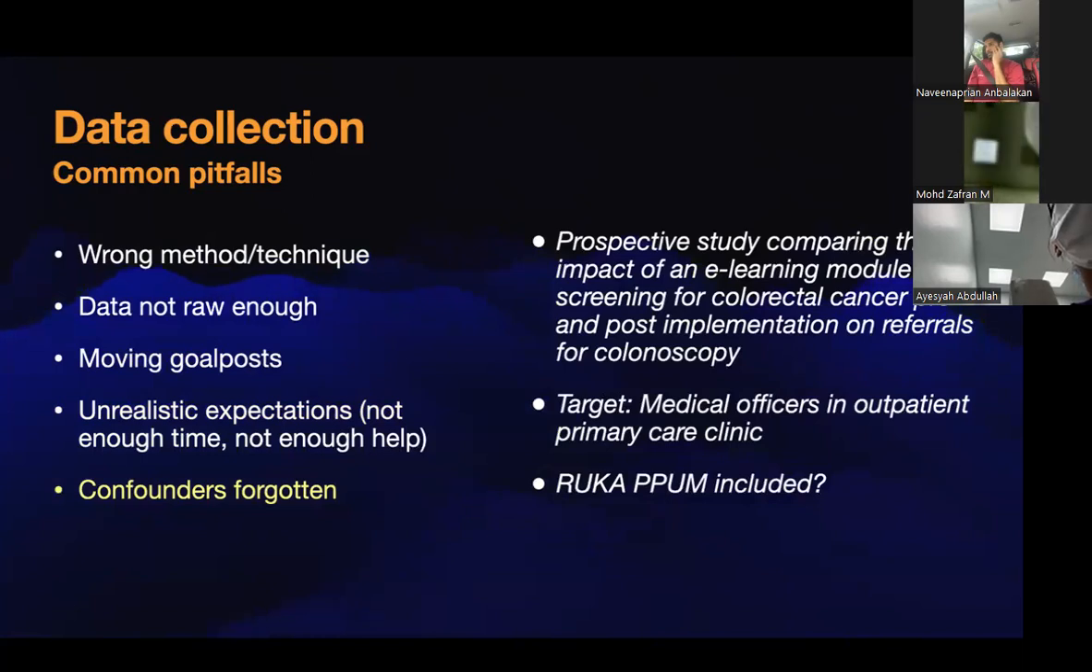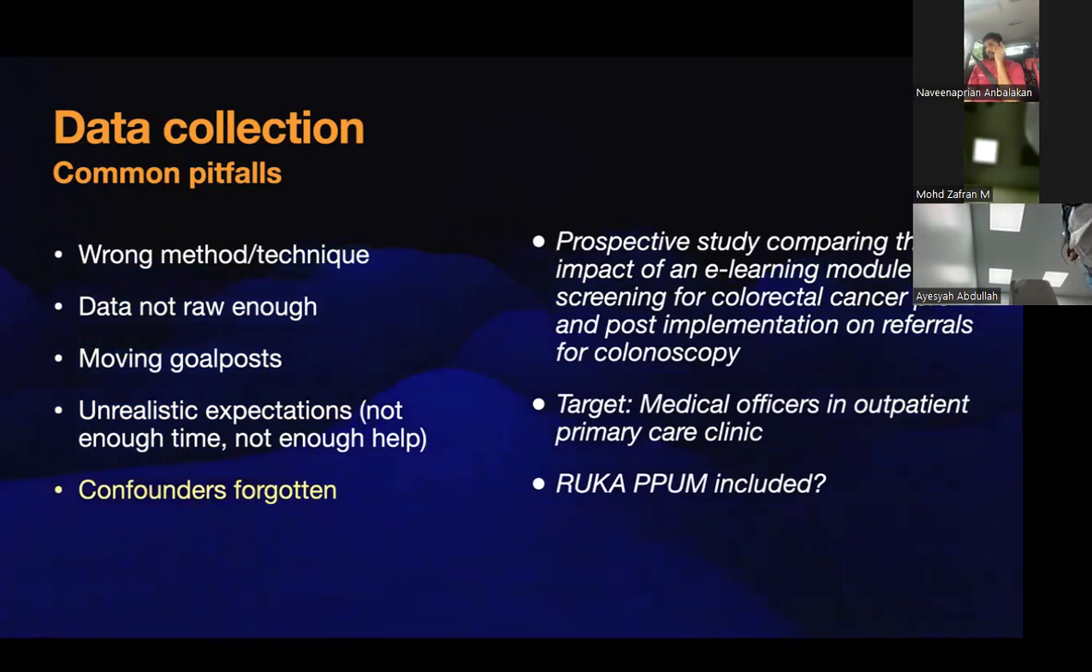So for example, a prospective study comparing the impact of an e-learning module on screening for colorectal cancer, pre and post implementation, on referrals for colonoscopy. Okay, so this is a prospective study. You want to know the impact of an e-learning module on screening for colorectal cancer, pre and post implementation, yeah, on referrals for colonoscopy. And your target participants are medical officers in outpatient primary care clinics. So let's say you include RUCA, PPUM. Okay, so our primary care. Can anyone tell me how would that be a confounder?